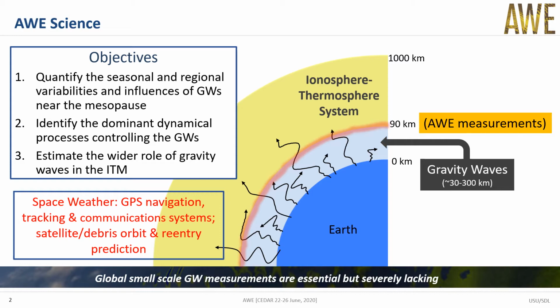AWE has three primary objectives to investigate these waves. The first is to quantify the seasonal and regional variabilities and influence of gravity waves near the Mesopause region. This we will do using global gravity wave measurements of the fluxes. The second will identify the dominant dynamical processes controlling the gravity waves, and we'll study this by identifying the dominant sources and their propagation into that region. And the third is to estimate the widespread role of gravity waves in the ITM. We will do this by direct penetration of waves directly into the ionosphere. In summary, global small-scale gravity wave measurements are essential but severely lacking.